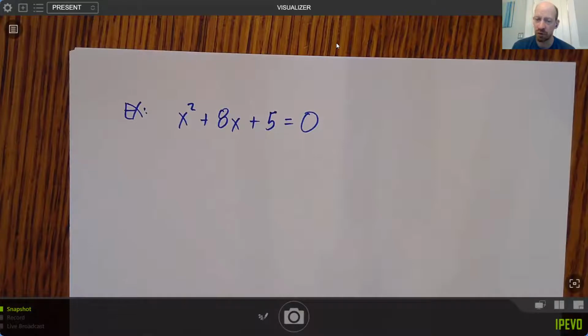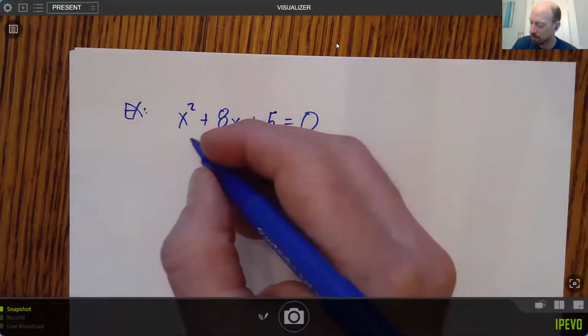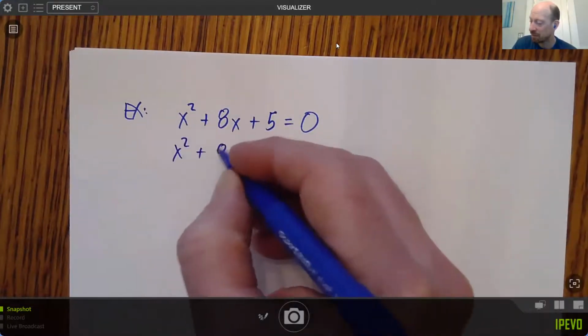So again, when you look at this one, your first thought would be to factor, but it doesn't factor, right? The only factors of 5 are 1 and 5, so there's no way I can get those to be 8. And since it doesn't factor, it's not going to work exactly like the last one. It's not a perfect square. But it'd be really nice if it was a perfect square, right? Let's see if we can make it a perfect square.